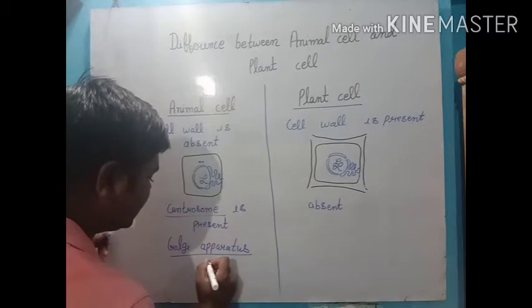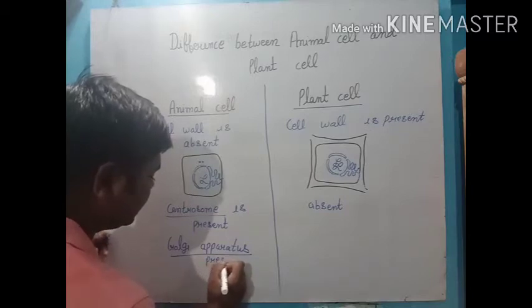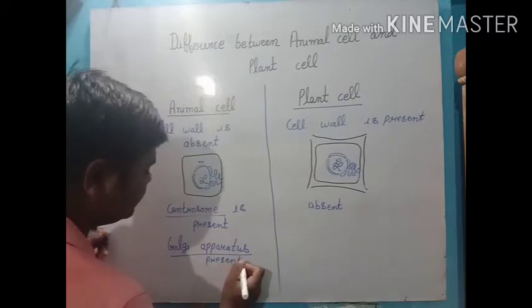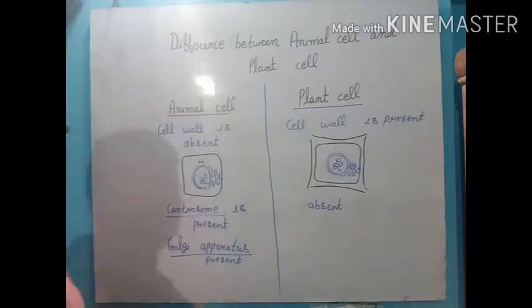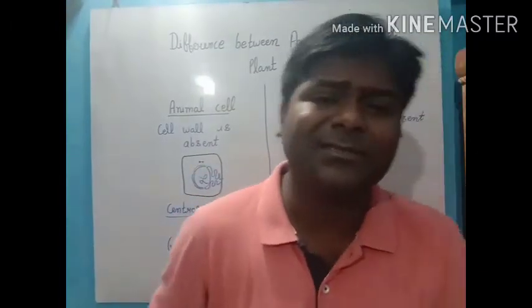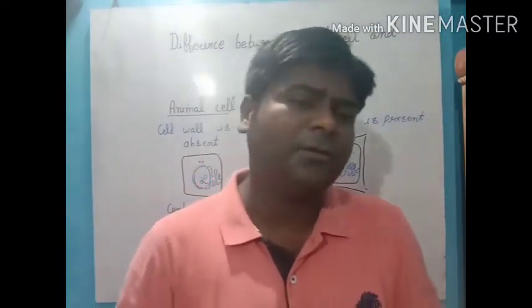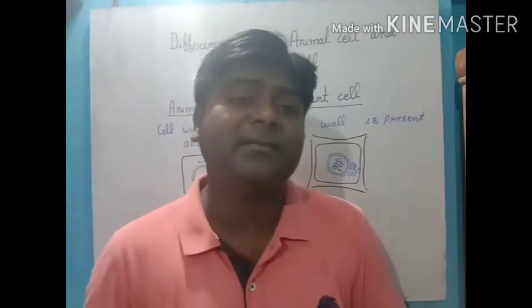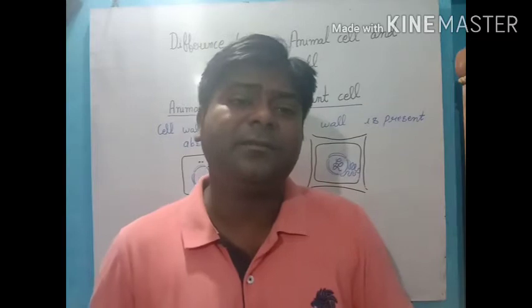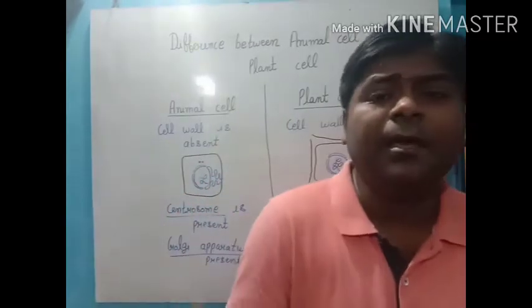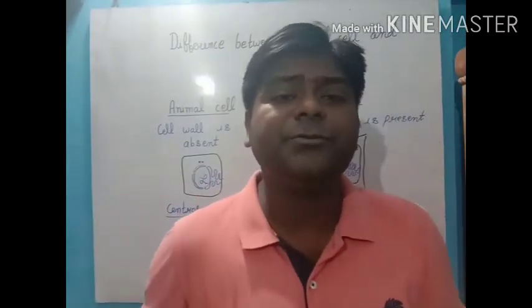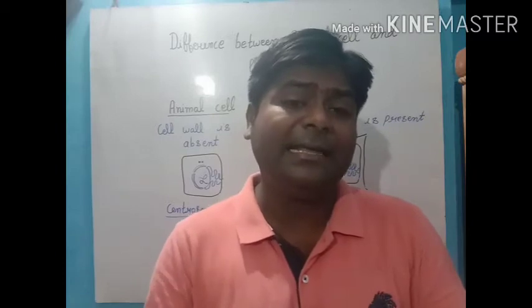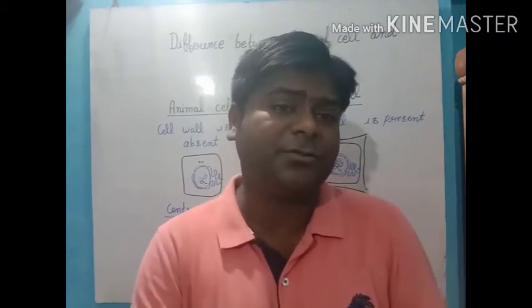Golgi apparatus is present in the case of the animal cell. What is Golgi apparatus? You know that one. You did it in previous classes. It is the structure which has various roles, but there is a very important role. It is acting like a traffic police of the cell.